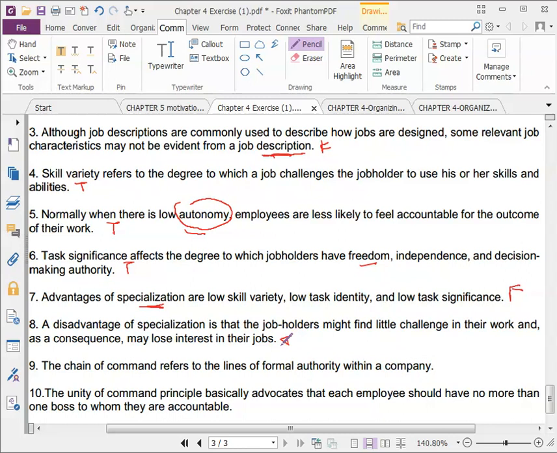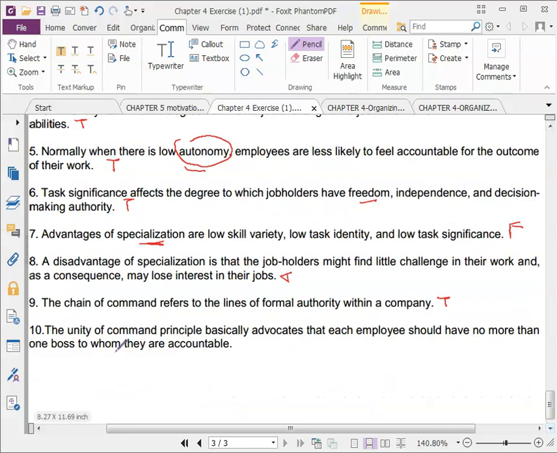Okay. So number 9, the chain of command refers to the line of formal authority within a company. Is that true? Senang kan soalan ni? So the answer is true.